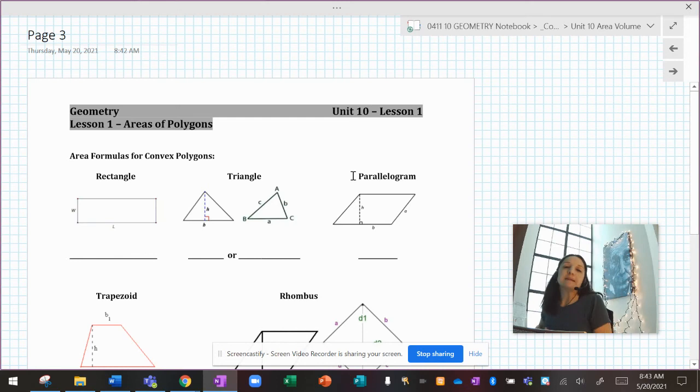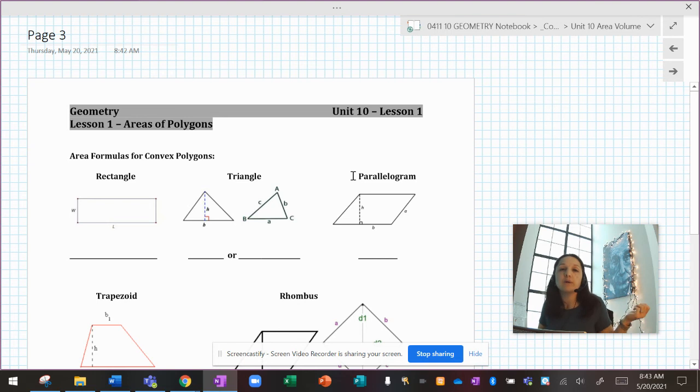Hello, geometry folks. Today we are going to take a jump into area formulas. A lot of these you may remember from middle school or even elementary school, but it's still worth going over again. Some of these formulas are going to be brand new, but all of these formulas are things that you should commit to memory as much as possible.